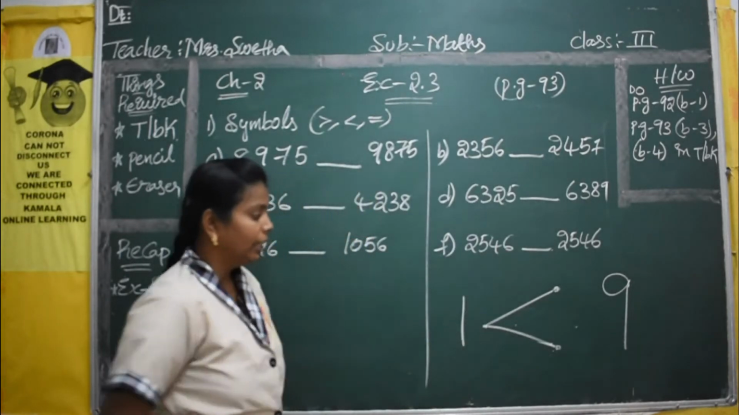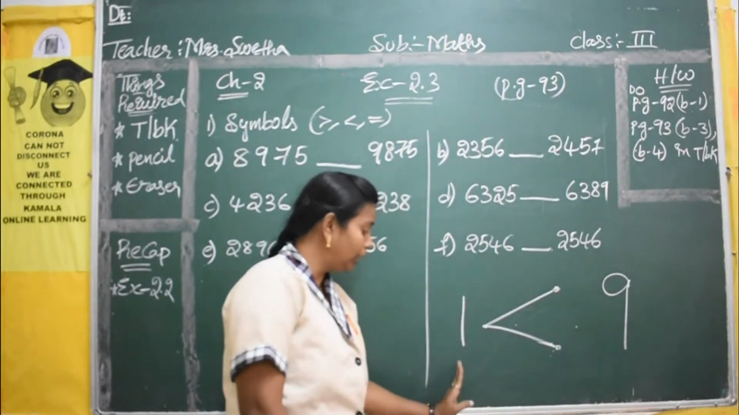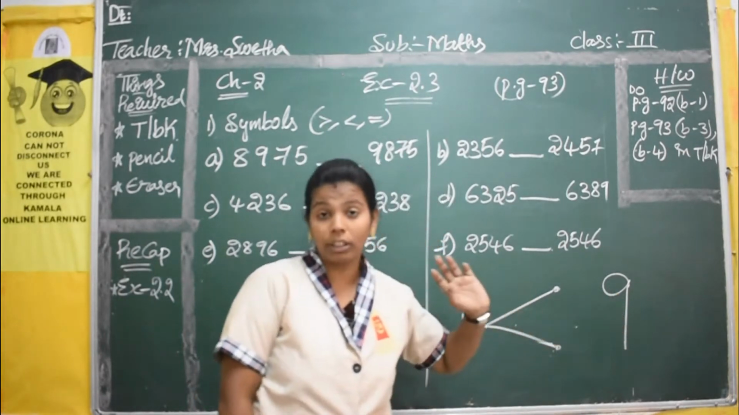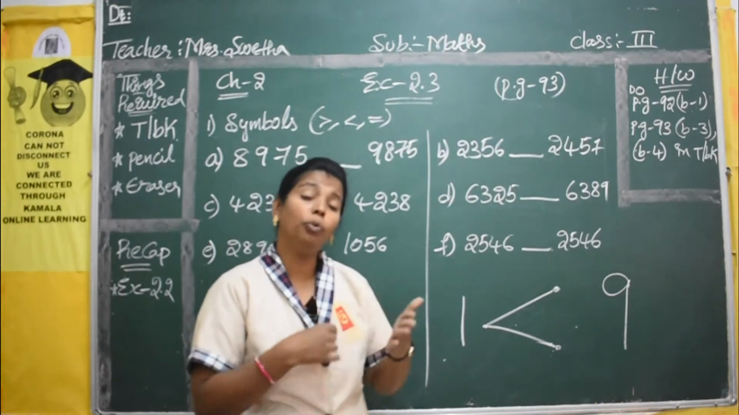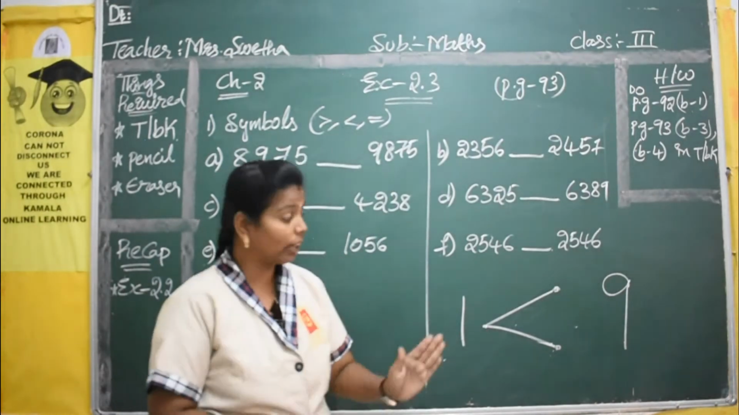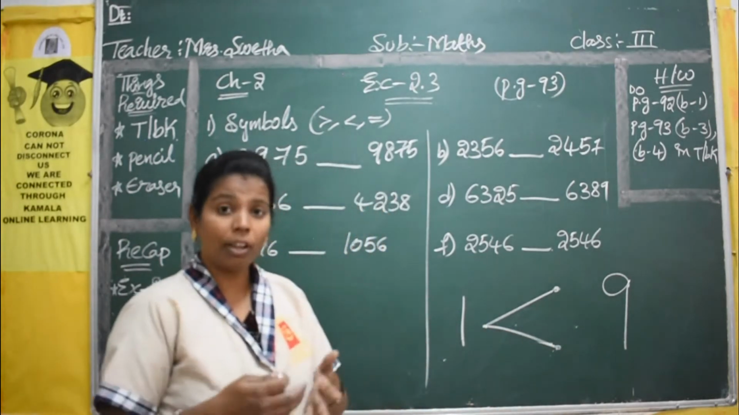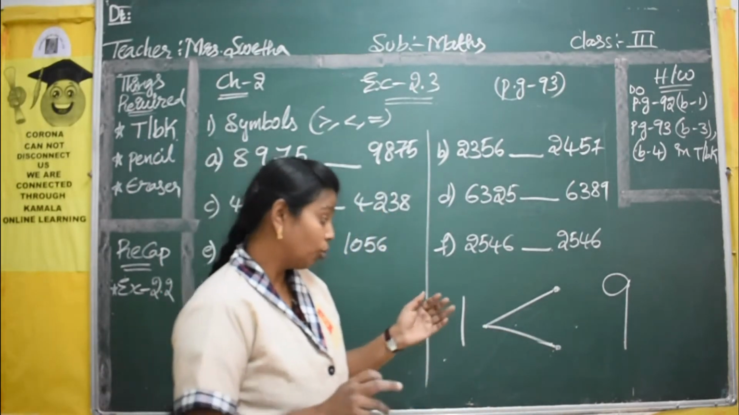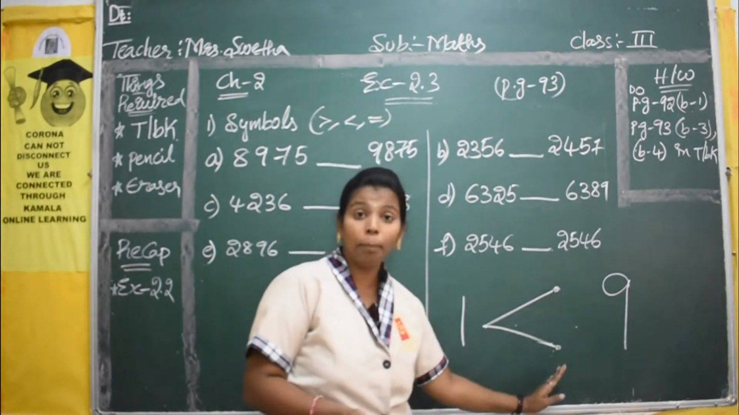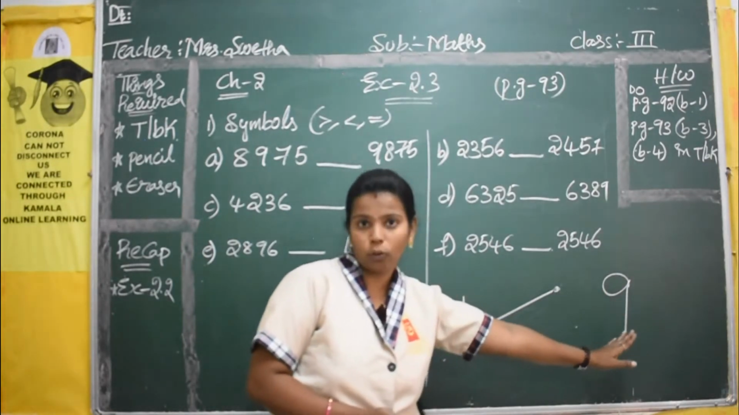Whichever side has the big number, the open part goes there. Here you have only one chocolate and here you have 9 chocolates. So where will you write this symbol? Suppose your mother has 1 chocolate and your father has 9 chocolates, to whom will you go? You will go to your father only, no? So this symbol is also like you. Whichever side the big number is, this open mouth will be towards that side only, children.